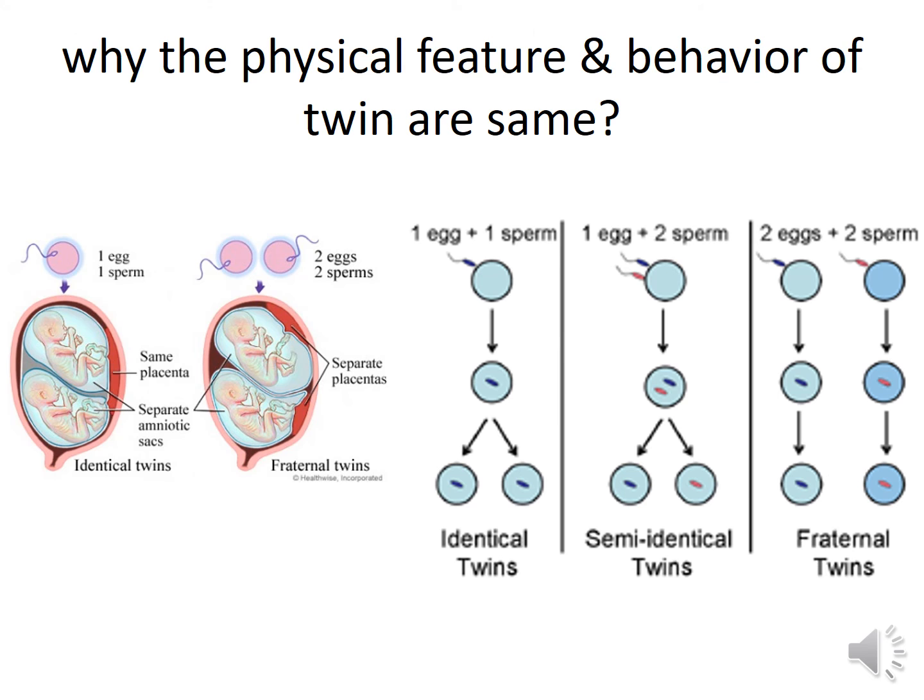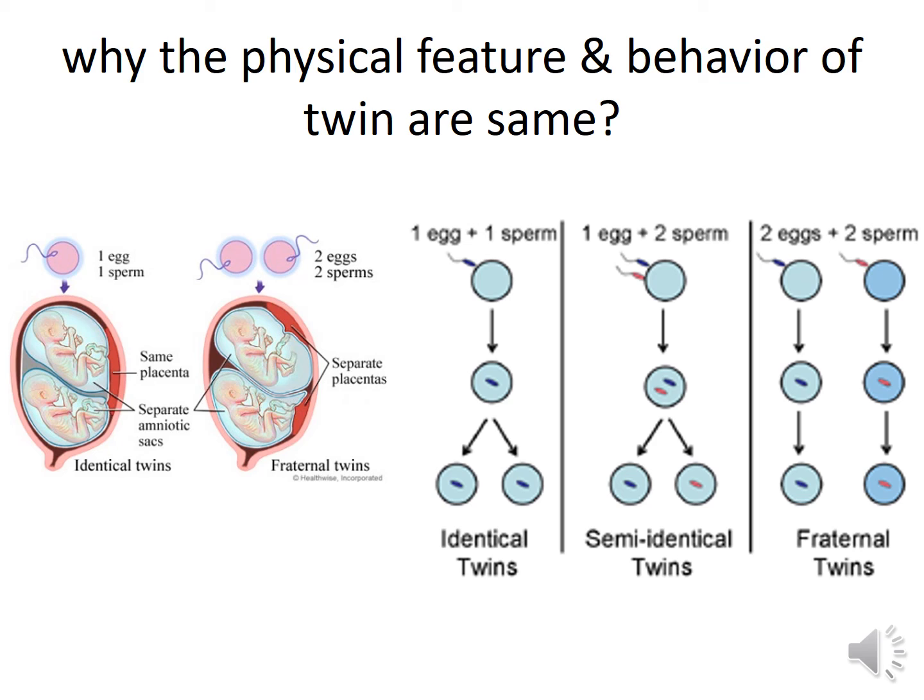Okay, we can see huge differences among children from the same parents, right? But what about twins? Yes, it's very interesting. There are two types of twins: one is identical twins, and the other is fraternal twins.